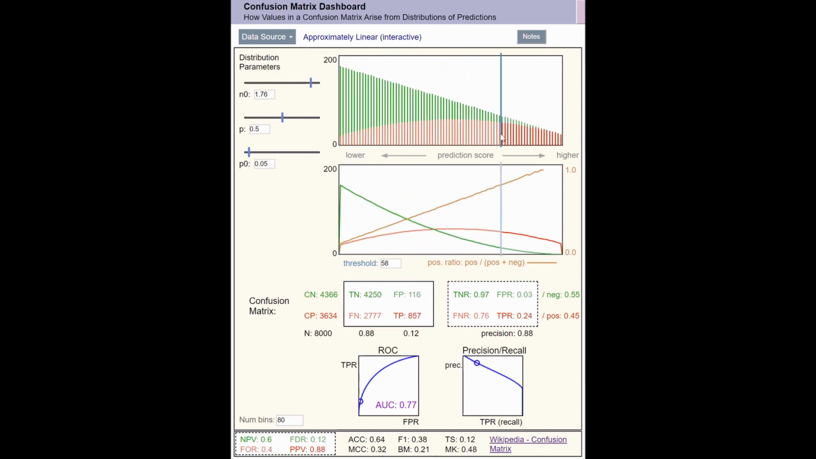The reverse happens if we kick the threshold all the way up to the rightmost bin. Now it's the false omission rate that becomes 0.45. That's the fraction of red positive outcomes overall that are now predicted negative.